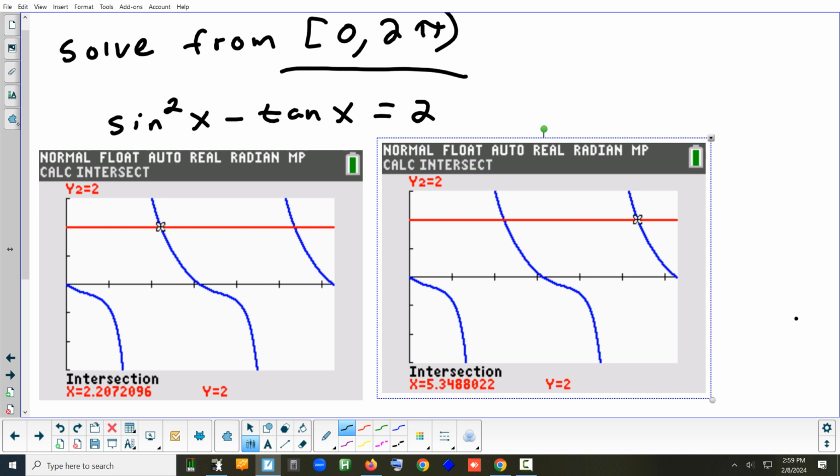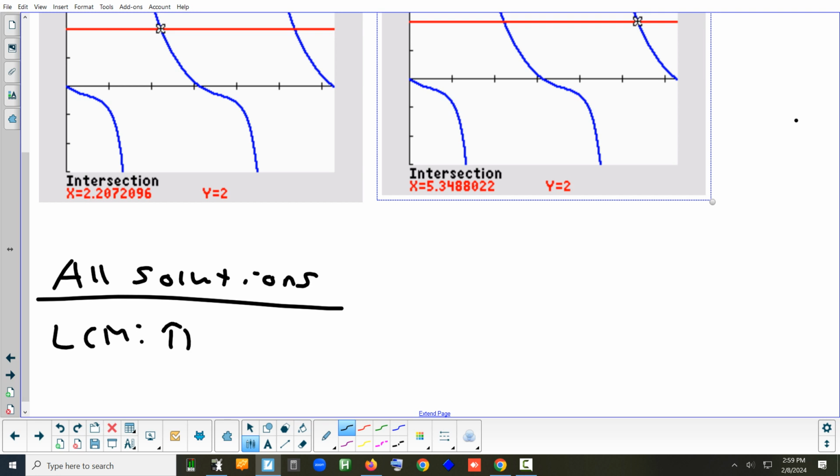There's a different formula for sine to an even power. It's pi over b. In this case, b is 1, so the formula is pi over 1. So the period here is pi. What's the period of tangent? That's also pi. So what's the least common multiple of pi and pi? Pi. If they ask you for all solutions, that's the first step, and that tells you what to set your window to.